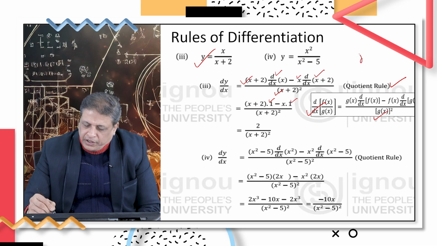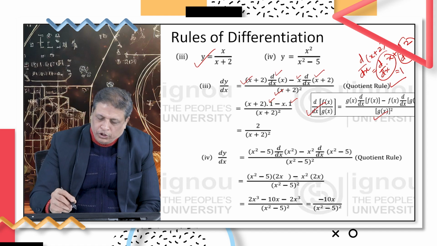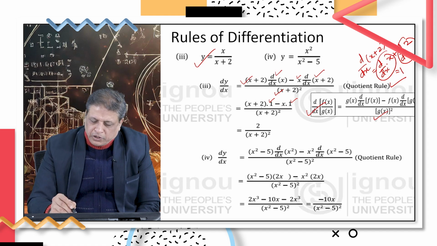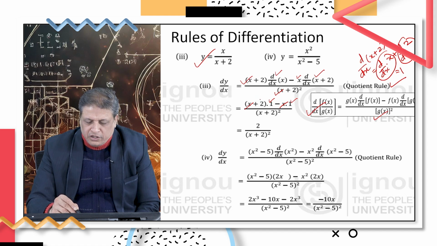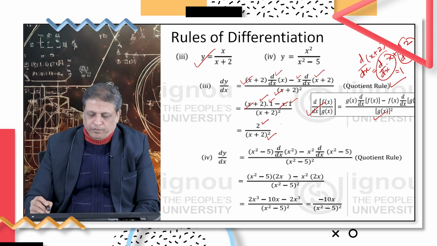Why? d/dx of x plus 2 is d/dx of x plus d/dx of the constant 2. d/dx of a constant is 0, and d/dx of x is 1 by applying the power rule. So you will get x plus 2 minus x. The x will cancel out, so what remains is 2 in the numerator. So 2 upon x plus 2 whole square will be the solution.